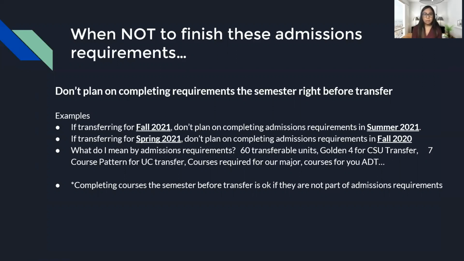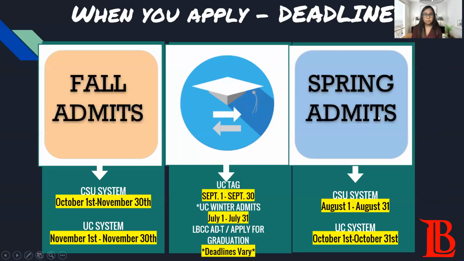So again, when completing these courses, you want to make sure that it's not done the semester right before. And again, I'm going to encourage you to make sure that you're following up with your counselor, excuse me, to make sure that everything that needs to be taken is taken at the right time. So now, on the next slide, we're going to talk about the application deadlines.